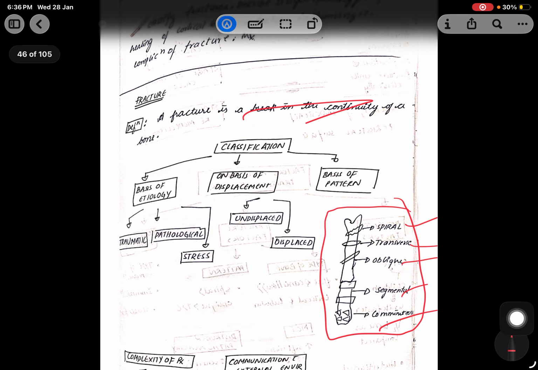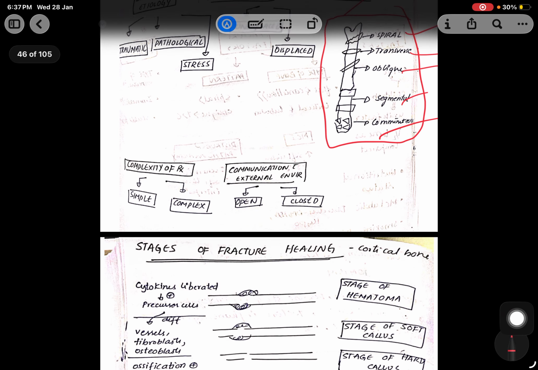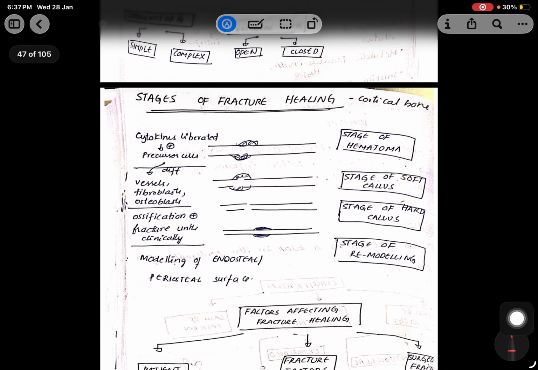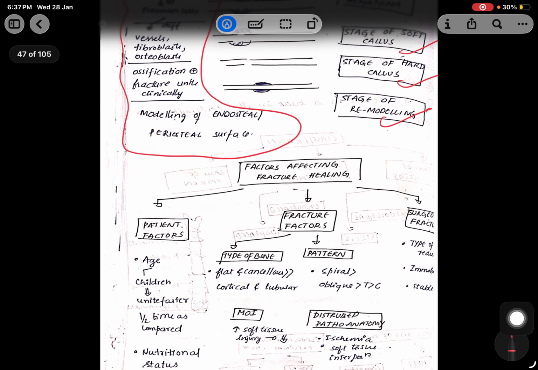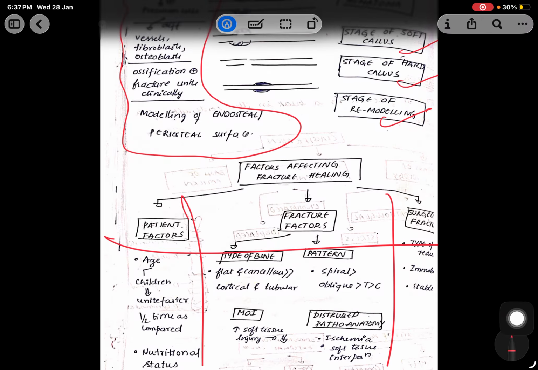Again, break in the continuity of bone, I'm sure you know it. Then stages of fracture healing, again hematoma, soft callus, hard callus and remodeling. Again, this is like the pathogenesis of how it happens. Then factors affecting fracture healing, yes, it's important, divided into patient related factors, fracture factors and surgeon factors. Because different people have different types of reduction and immobilization.